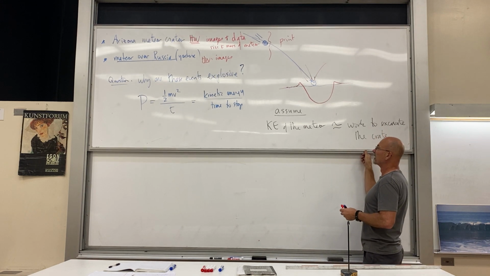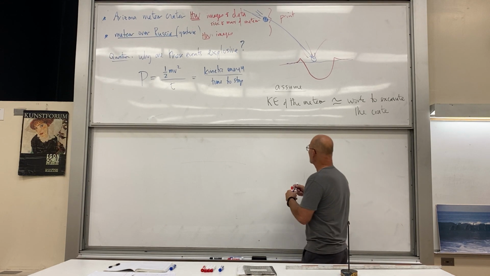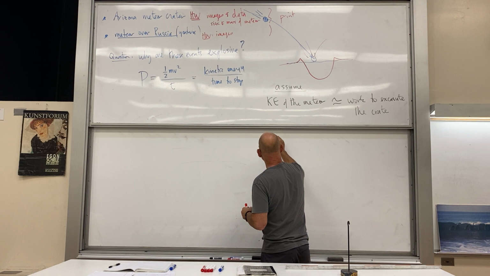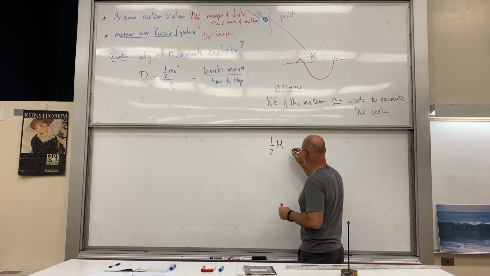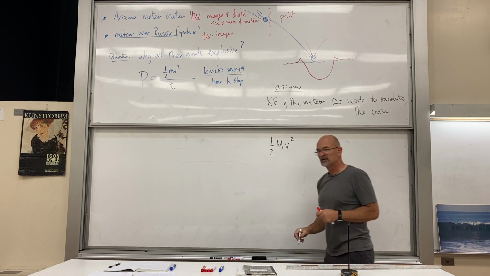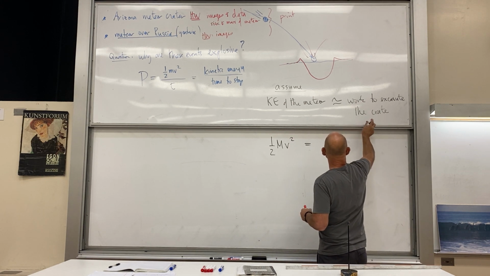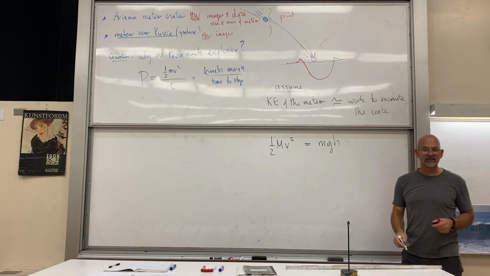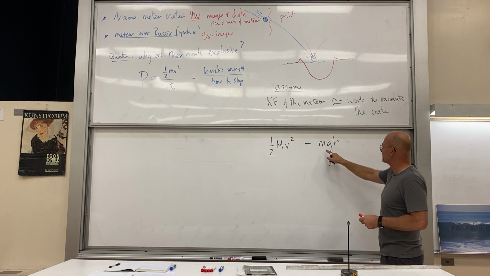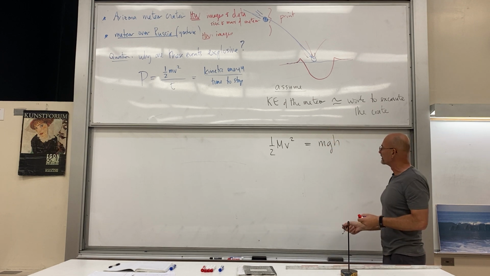And we're just going to use our definitions. So kinetic energy of the meteor is 1/2 M v squared, where I'll use capital M for the mass of the meteor. And the work to excavate the crater, we're going to say it's a form of mgh, isn't it? It's a form of mass times gravity times height, because that's to lift something.